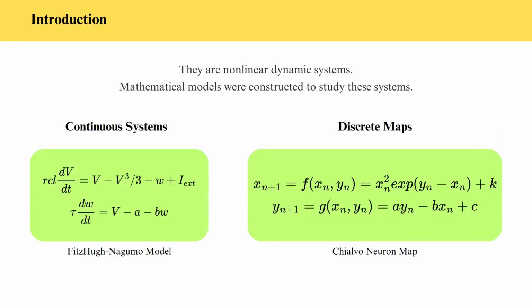To study neuronal dynamics, various mathematical models have been developed. There are mainly two types, continuous systems and discrete maps. I have given the FitzHugh-Nagumo model and the Chialvo neuron map as examples for continuous systems and discrete maps, respectively. These models help us simulate and understand the complexities of neural interactions and behaviors.